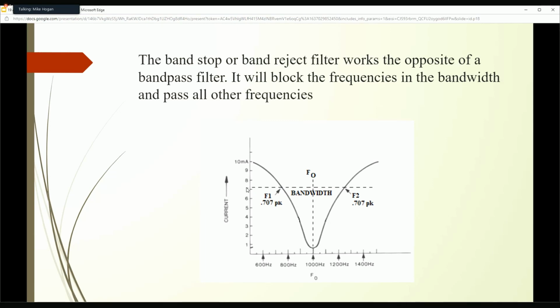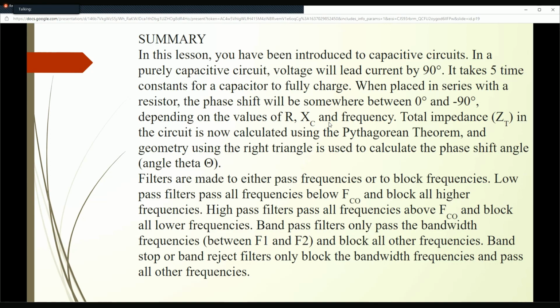And so frequencies, maybe 800 hertz to 1300 hertz, would be stopped. You can see our F0, our resonant frequency, at 1000. Okay.